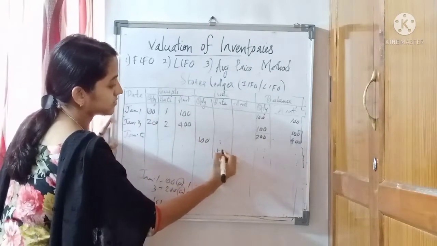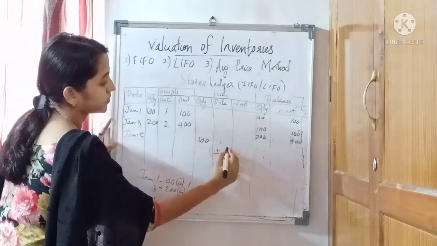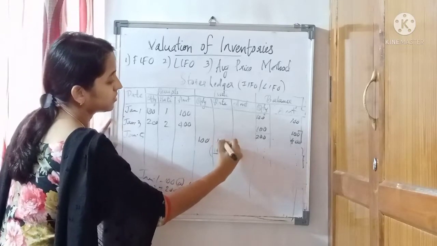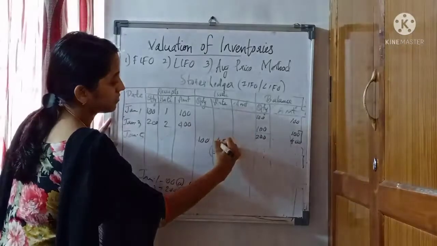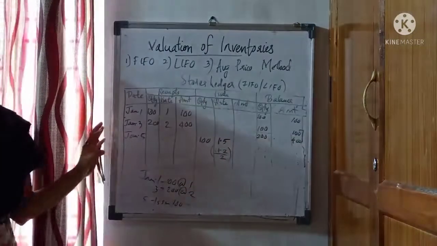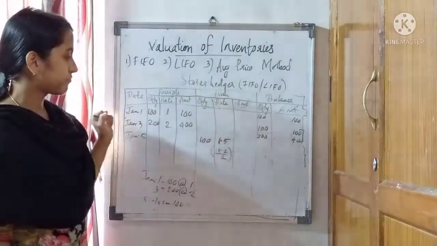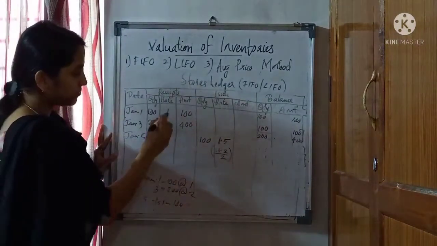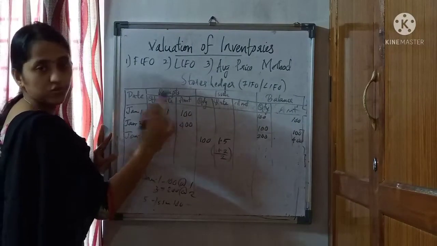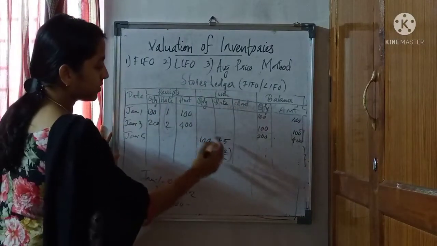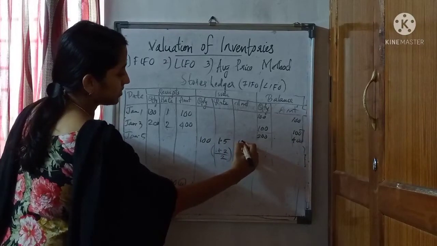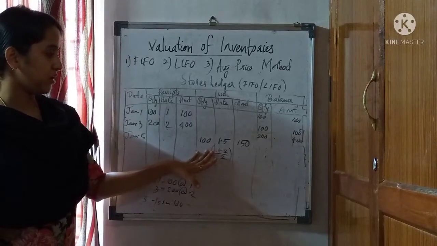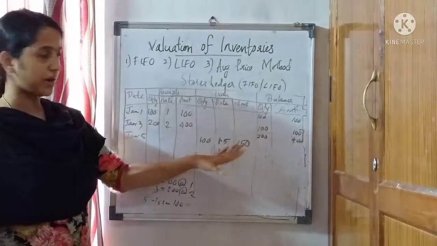So 1 plus 2 by 2, that is 3 divided by 2, that is 1.5. So this rate we have to find out by averaging these two rates. Then 1.5 into 100, we will get 150. Okay, so this is the issue.